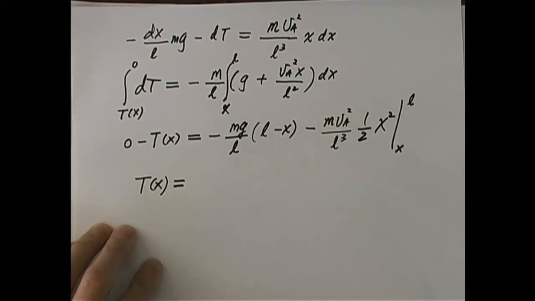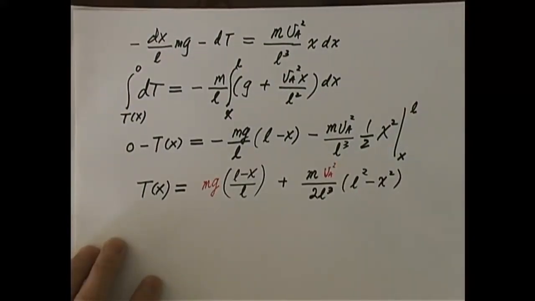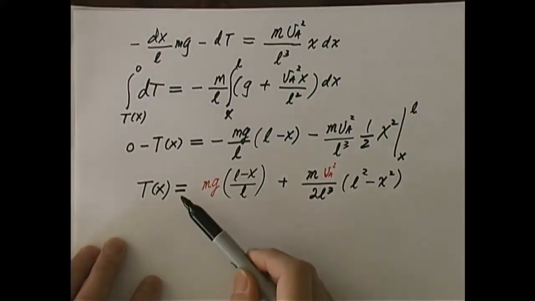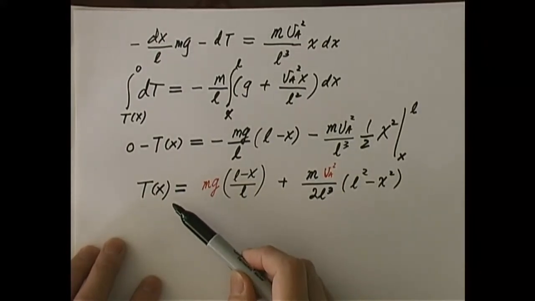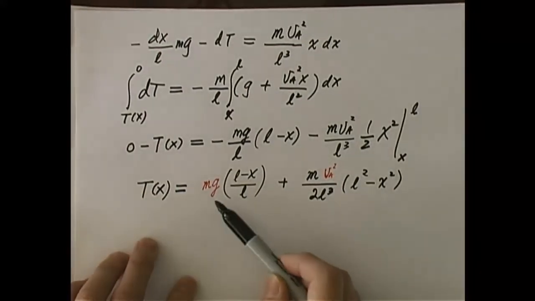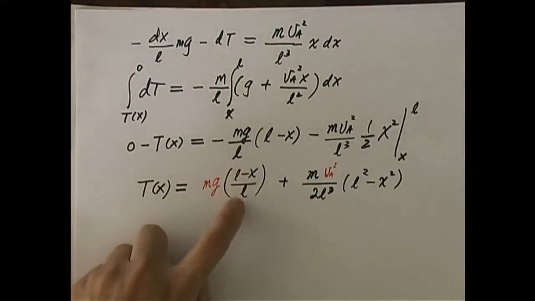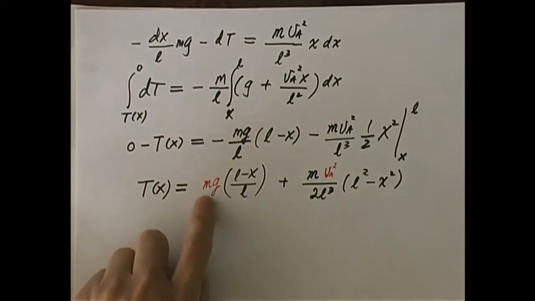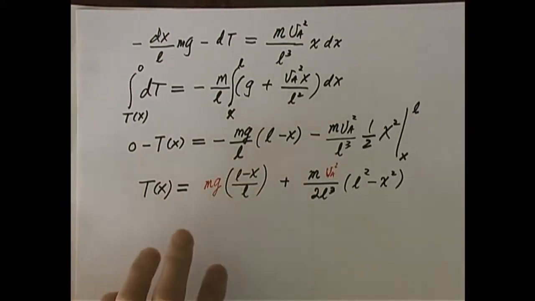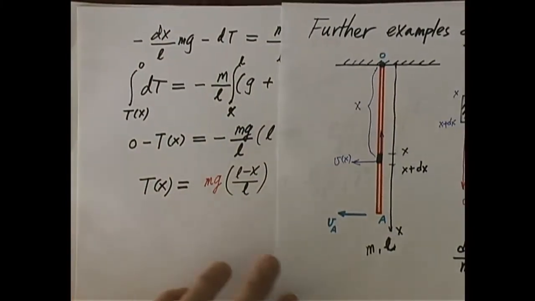Let's look at the final answer. Okay, here comes the final answer. The tension at distance x below the supporting point equals the sum of two terms. Let's see if these two terms make sense. What's the first term? It's mg times (L minus x) over L. This obviously is due to the weight that you have to support. In fact, it actually makes perfect sense.